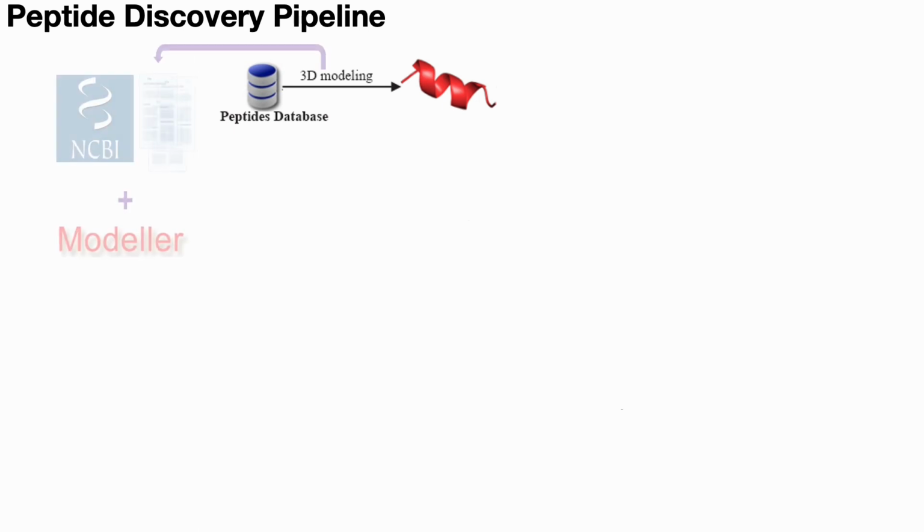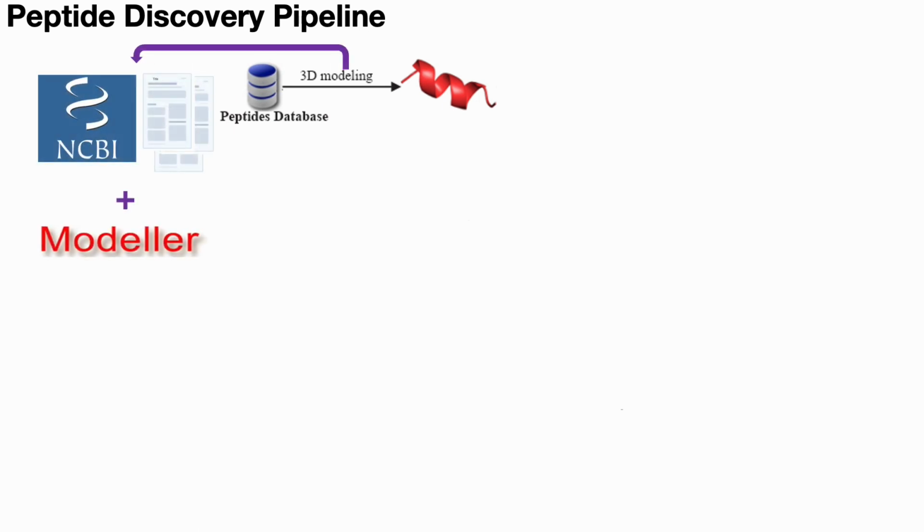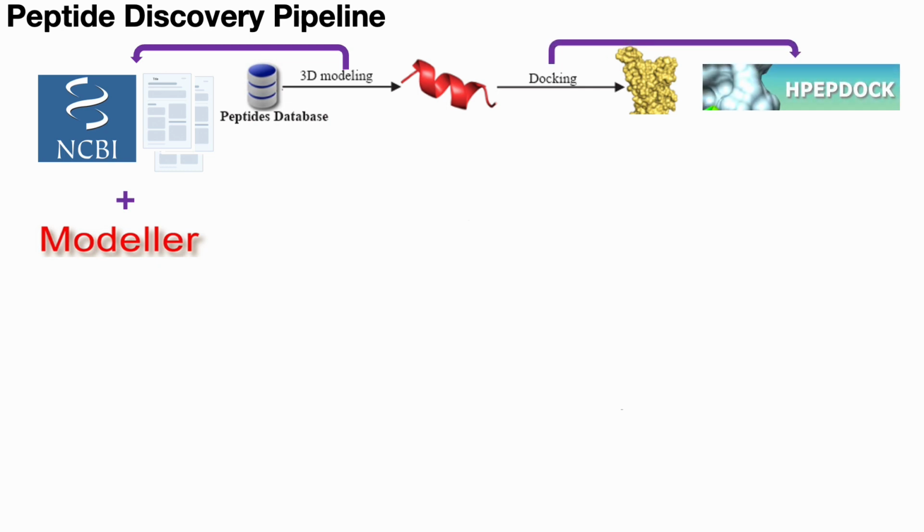Basically, our peptide discovery pipeline is composed of a peptide database with sequences of peptides from GenBank, NCBI, and others from papers available in many databases. So we get these peptide sequences and do 3D modeling using the Modeller software. And after, we do docking against the RBD region of the spike using HPEPDOCK.